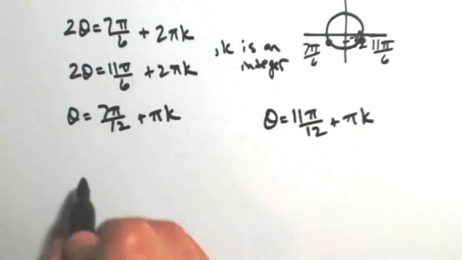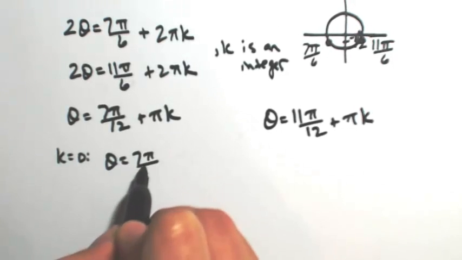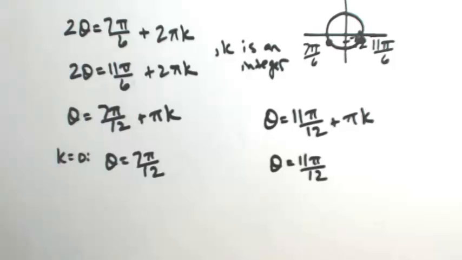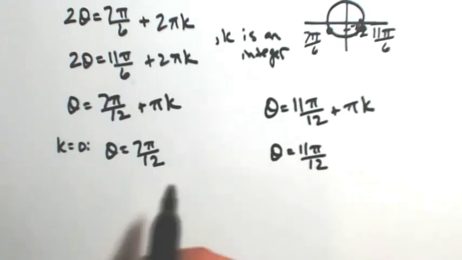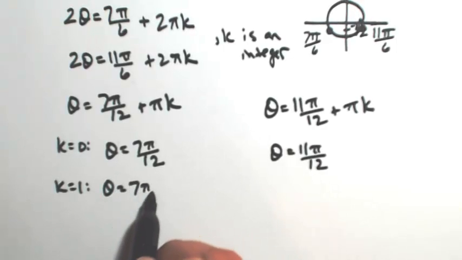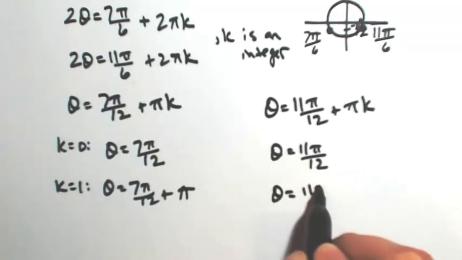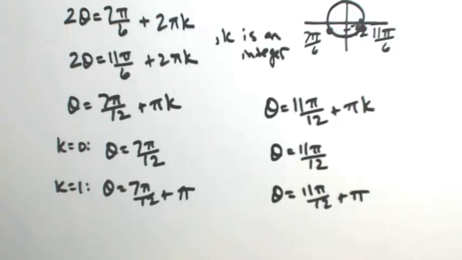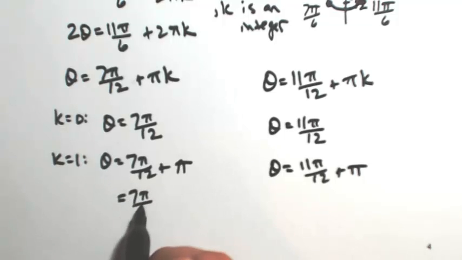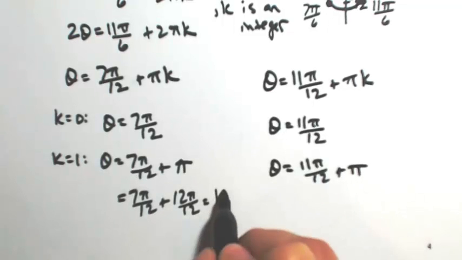Now I'm going to let k be an integer. Let's start with 0 on both of these. One answer is 7 pi over 12, and the second answer is 11 pi over 12. Both are between 0 and 2 pi. Let's let k be 1. Then I have 7 pi over 12 plus 1 pi, or 11 pi over 12 plus 1 pi. Let's get a common denominator. So 7 pi over 12 plus 12 pi over 12, so 19 pi over 12.